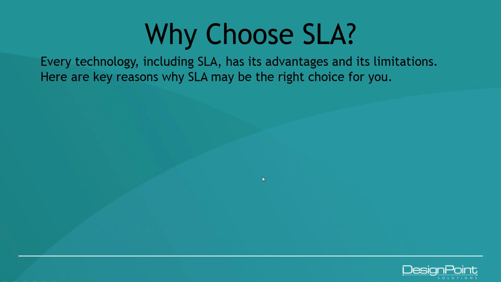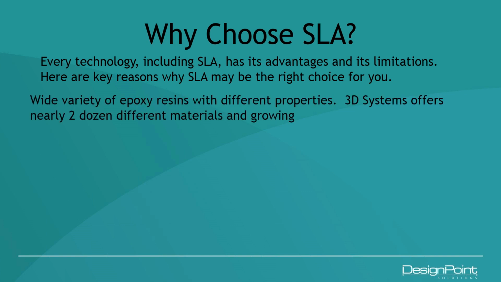So why choose SLA? Every technology, including SLA, does have advantages and limitations. So here are some reasons why SLA might be the right choice for your applications. There are a wide variety of epoxy resins, and they all have varying properties. And 3D Systems offers nearly 24 different materials and continues to add materials as time goes on. And these materials emulate polypropylenes, ABS plastics, PLAs, flexible plastics. SLA has a very wide array of plastic materials that can be used to create your final result.